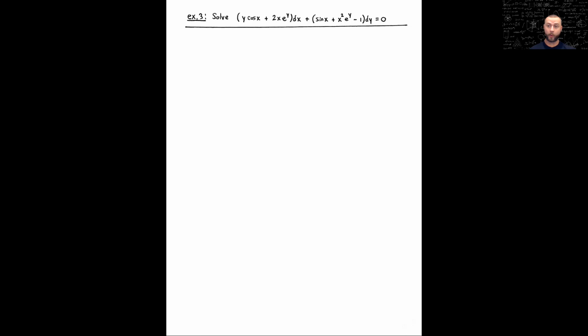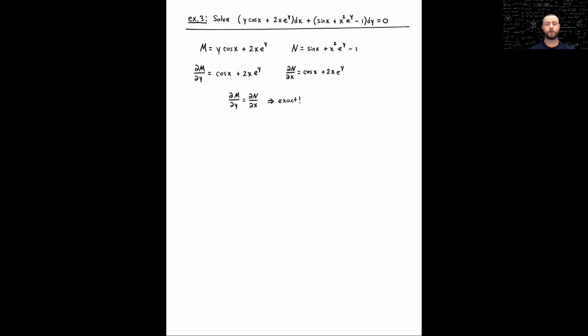Welcome back. Hopefully you made a good attempt at this. Let's go through it to find out. First, we're going to identify what M and N are. That's just from the given differential form of the ODE. And we calculate for M the partial derivative with respect to y, and for N, we calculate the partial derivative with respect to x. All right, and notice those partial derivatives are equal. That means this ODE is exact.